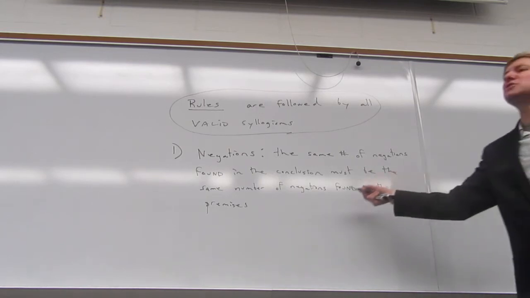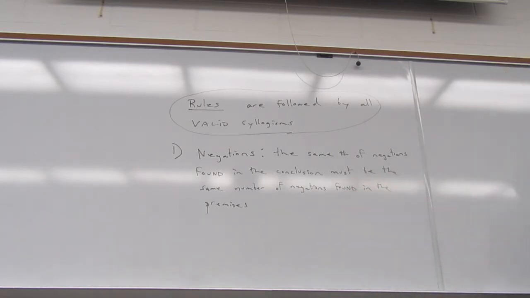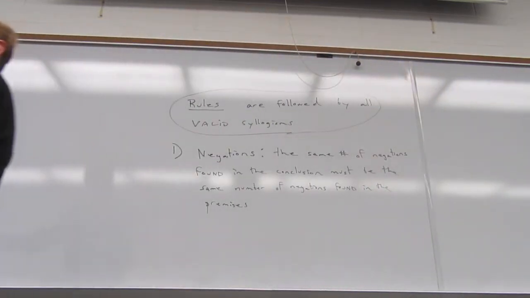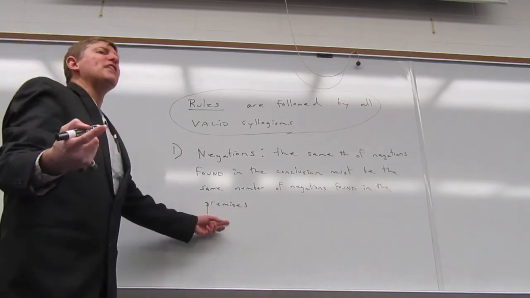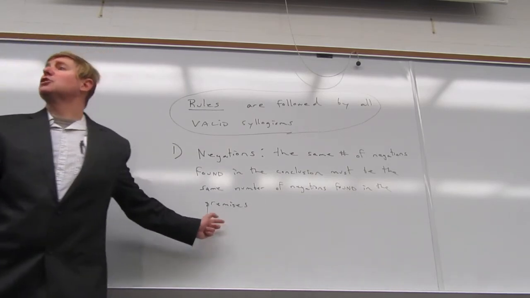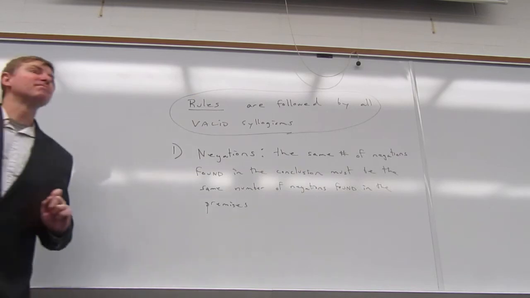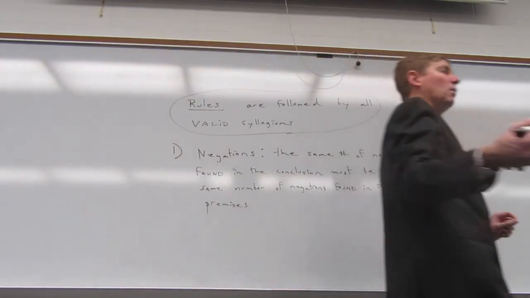What is the maximum number of negations that you could get in a conclusion? One. It's only one statement, so it's either going to be an affirmation or it's going to be a negation. So if my conclusion is a negation, one and only one of the premises must also be a negation. One and only one.